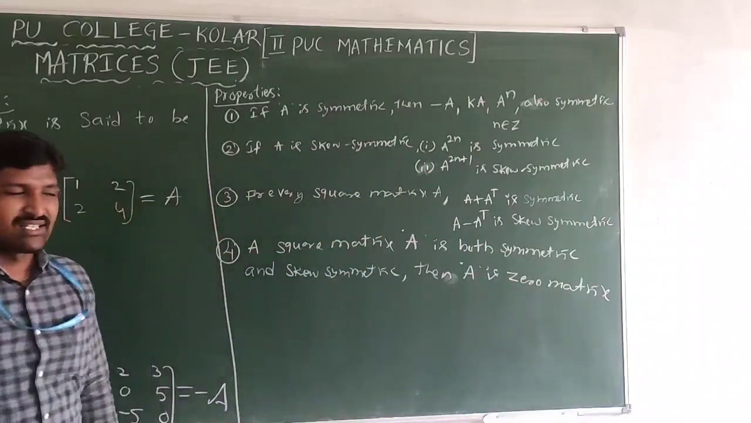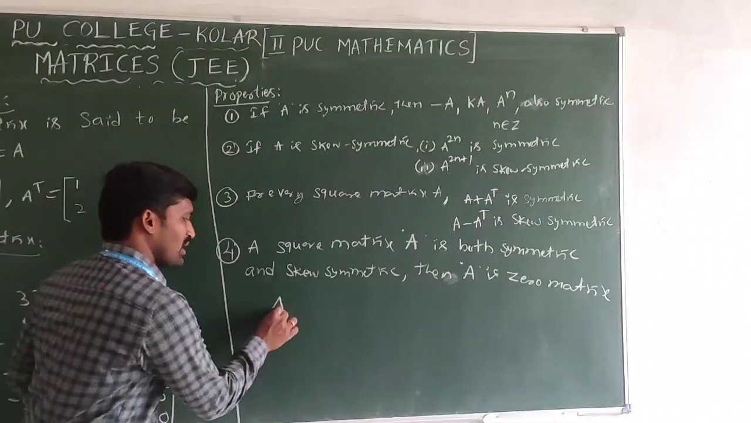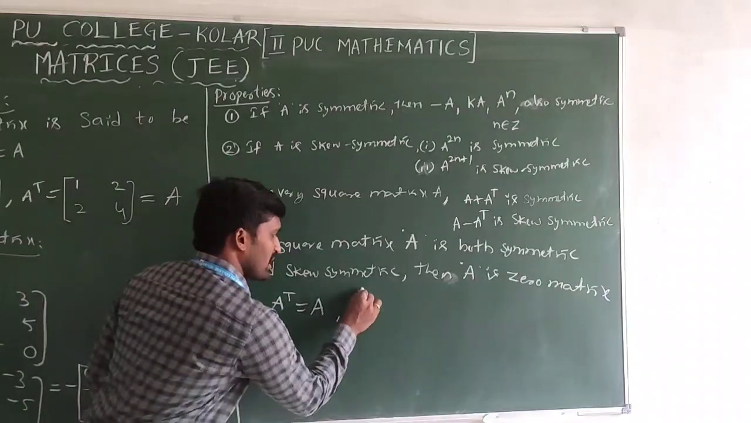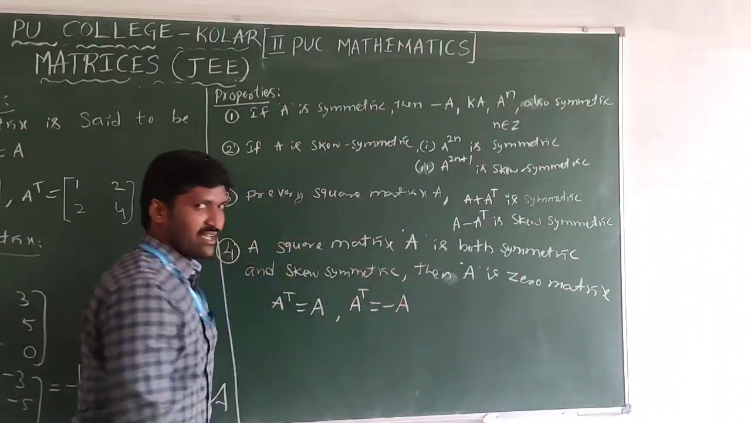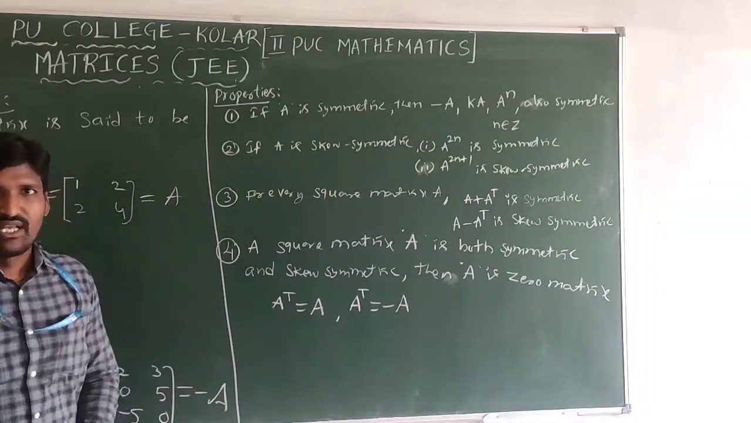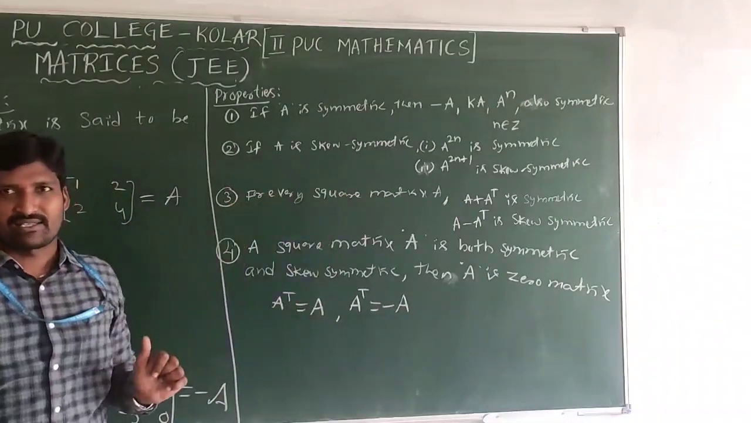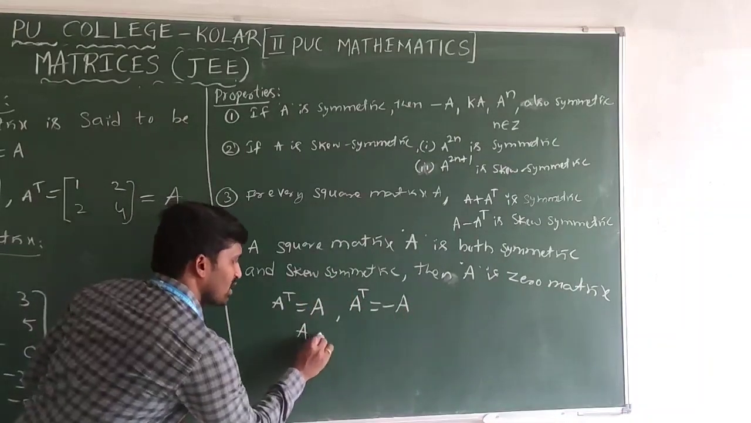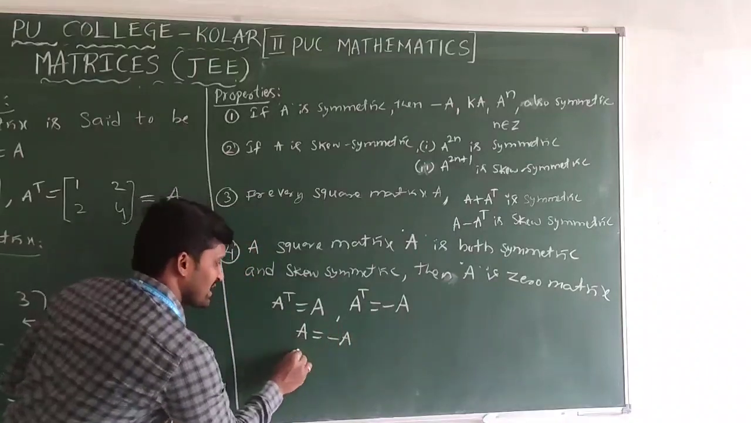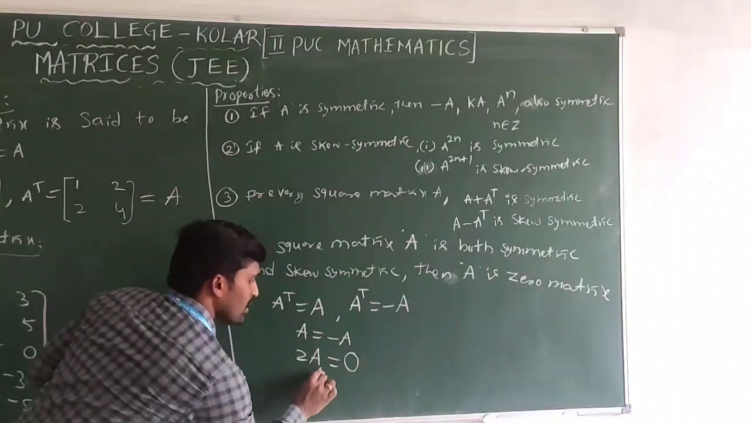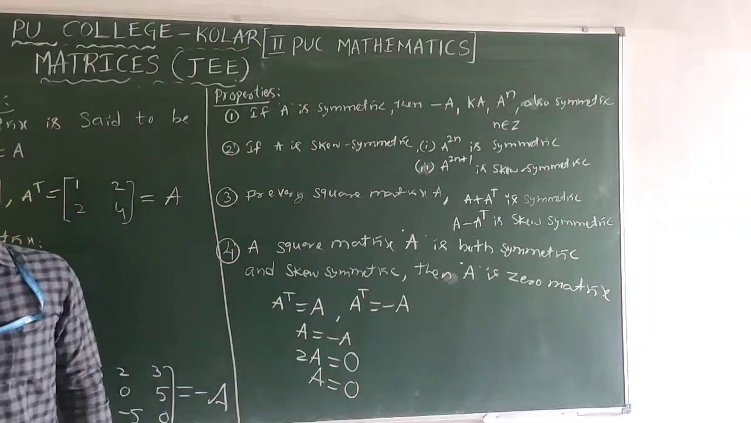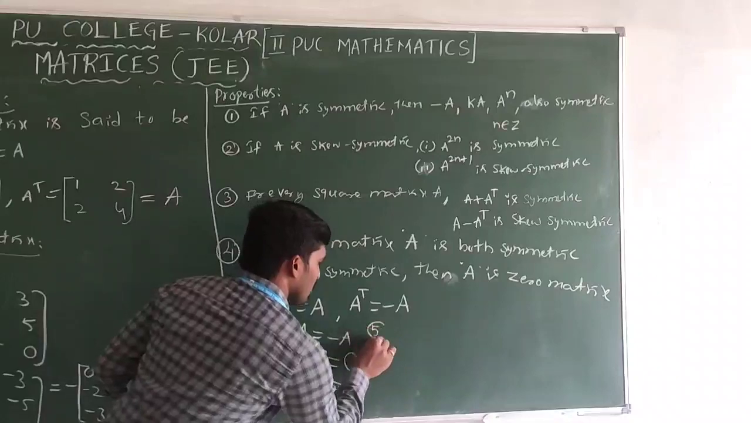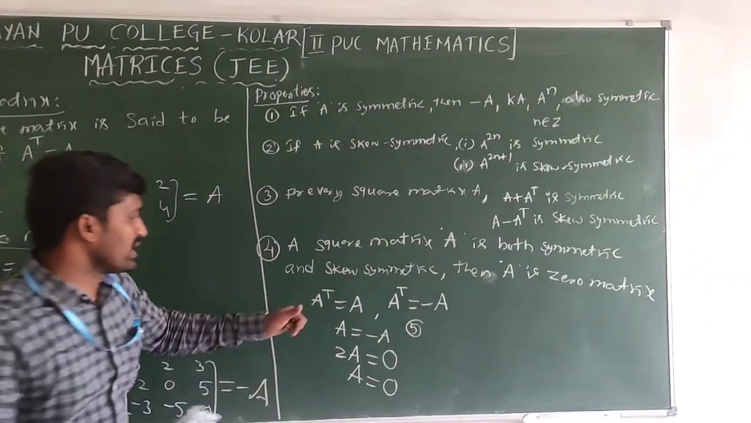How is it a zero matrix? Simple logic. If A is symmetric, what is the condition? A transpose equals A. If A is skew symmetric, what? A transpose equals minus A. As per definitions, now from this we can prove that A is a zero matrix. How? Left sides are both the same, so we can compare the right side terms. What? A equals minus A. Take minus A to this side. 2A equals 0. Then A is equal to what? Zero matrix. All clear? Understood now? So, that is how it is a zero matrix.